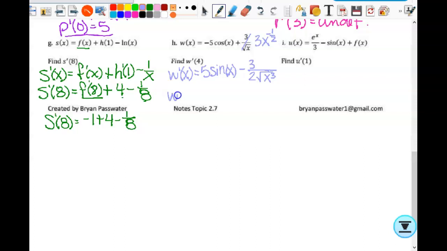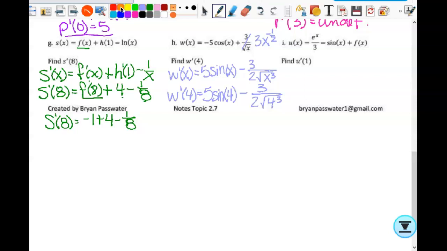Okay, so W prime of 4 equals 5 times the sine of 4. Which, do we know what that is? No. Minus 3 over 2 times the square root of 4 cubed. Could we simplify that? Yes. Do we need to? No. Do we want to? No. I don't want to either. Even though it's fine.